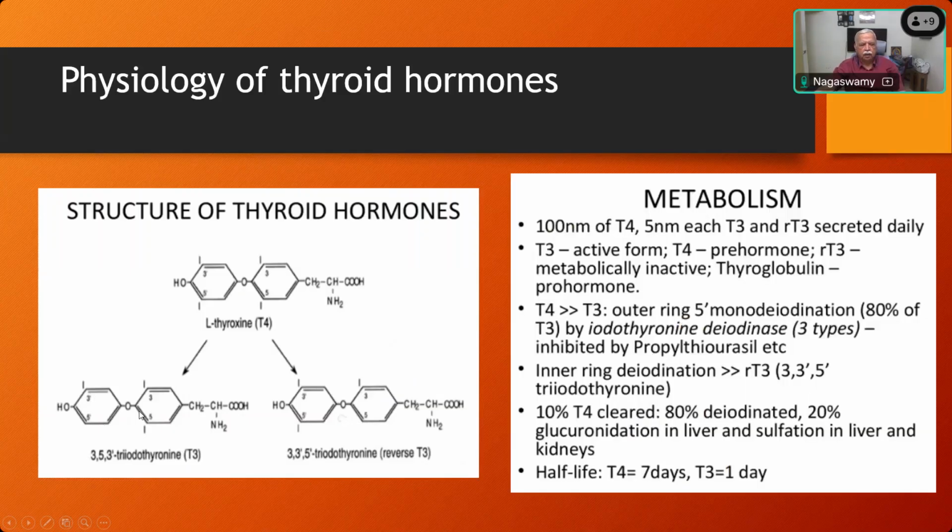Sometimes they may ask you to just draw this position alone. So please remember, you have to just put 2 benzene rings, attach it with the oxygen, and then draw the iodine at all the 4 places for T4, and for the T3 it has to be 3, 5, 3 dash. Here for reverse T3 it is 3, 3 dash, 5 dash. So that is how the whole thing is described.